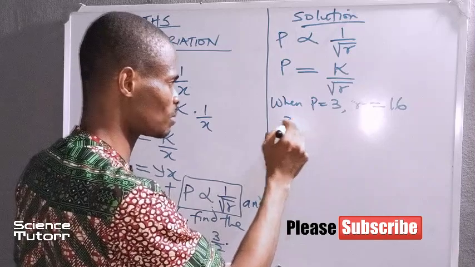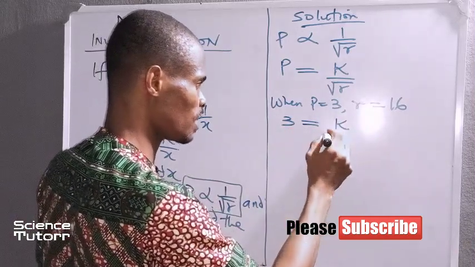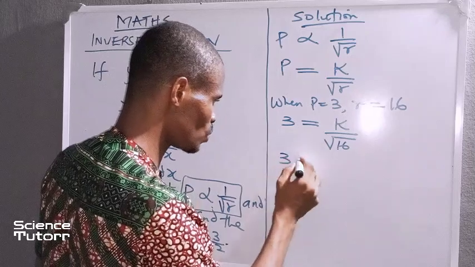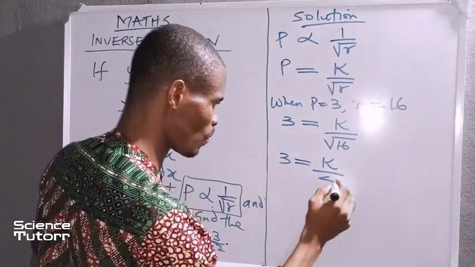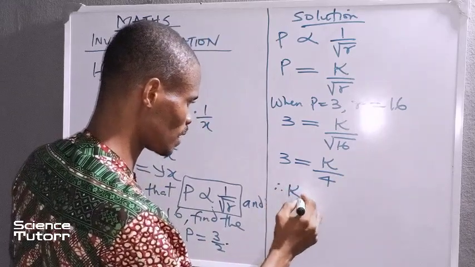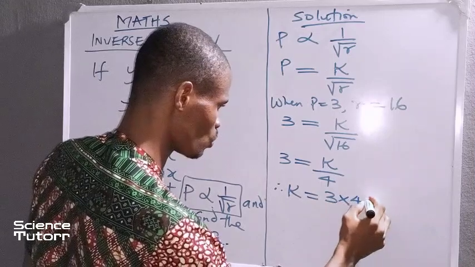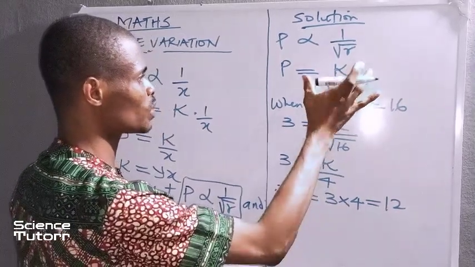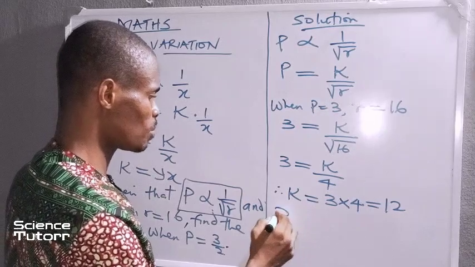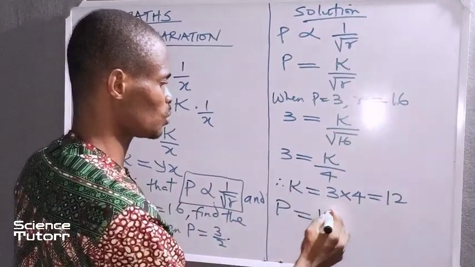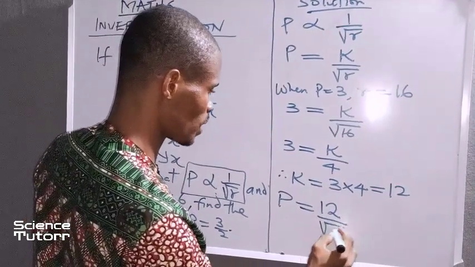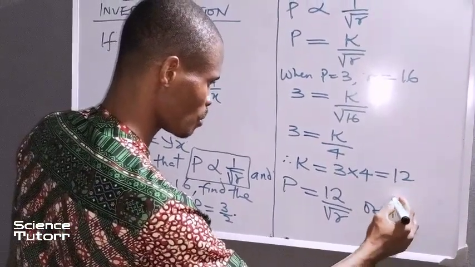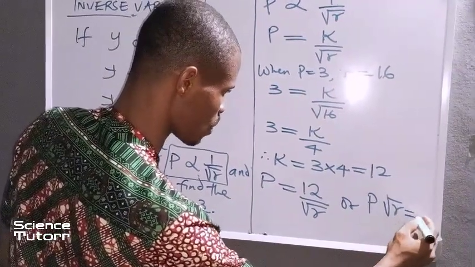So P is 3, so we have 3 equal to k all over square root of 16. So that means 3 equal to k all over 4, because square root of 16 is 4. So from here k is equal to 3 times 4, which is 12. Now we substitute the value of k into the expression. So P is equal to 12 all over square root of r. Or we can write it in this form: P root r is equal to 12.